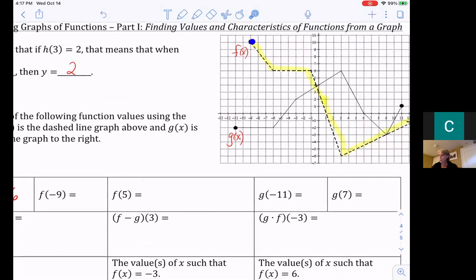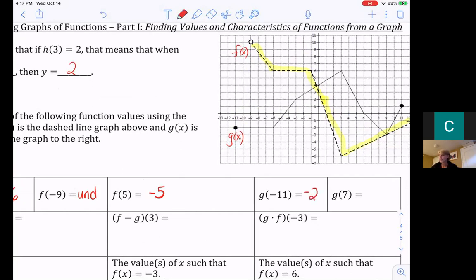That's an open circle. So f of -9 is undefined. f of 5. When I go to 5 on my x-axis and I go to 5, I get negative 5. G of negative 11. So I go over to negative 11. Remember, G is the non-highlighted, and that's negative 2.